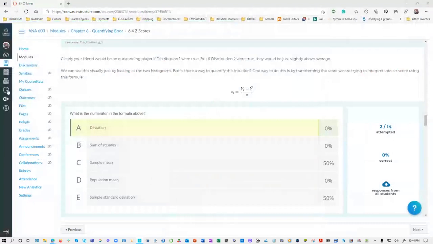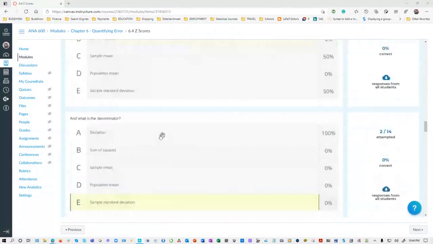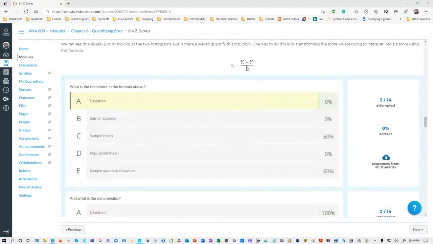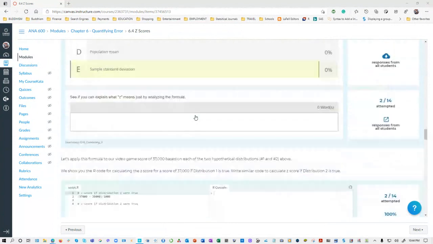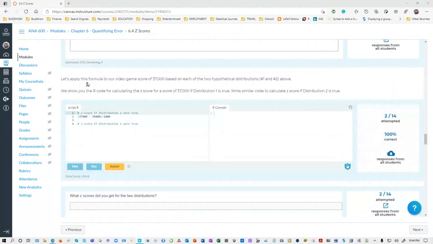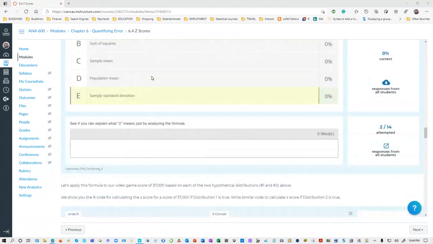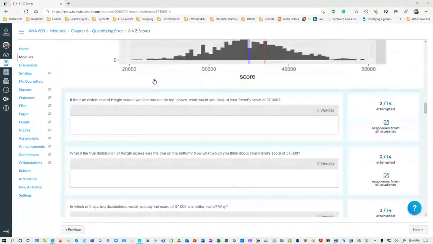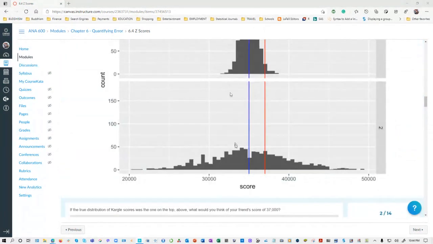In this, the numerator is a deviation. What's in the denominator? The sample standard deviation. So here we're going to apply this formula to a video game score of 37,000 based on each of the two hypothetical distributions, 1 and 2 above. Where are 1 and 2 above? They were talking about these two.